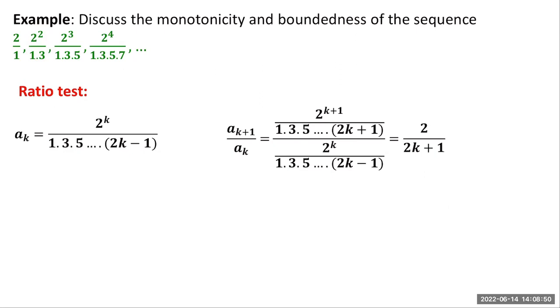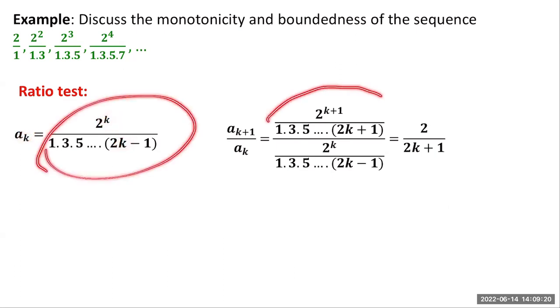Now again, I'm going to apply the ratio test to determine the monotonicity of this sequence. For that, I'm going to have to calculate a_{k+1} divided by a_k. How do you find a_{k+1}? You know the formula for a_k. All you do is put k plus 1 here, k plus 1 here, k plus 1 here. That will give you a_{k+1}. This is exactly your a_{k+1}.